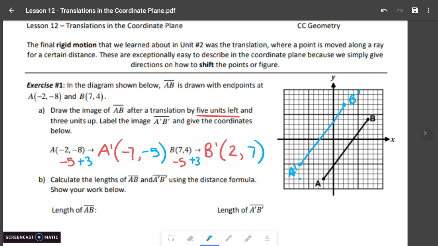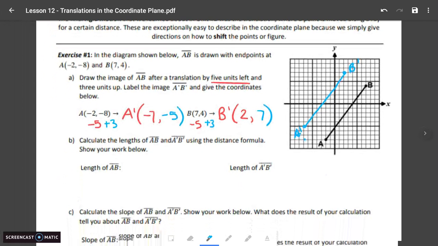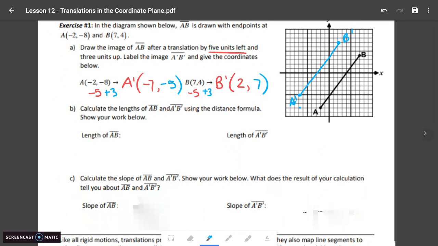And when we do this, we should notice something very special here, but I'm going to let you try to figure out what's so special about it. So pause this video, calculate the length of AB and A prime B prime using the distance formula, and then calculate the slope of AB and A prime B prime, and we'll wrap some ideas up.